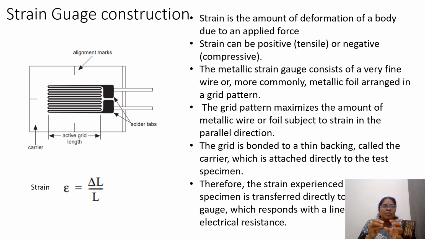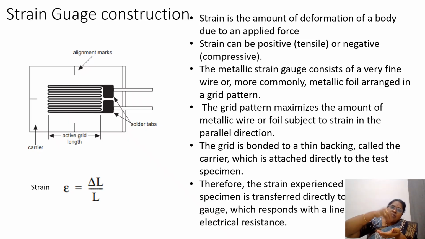Whenever I say strain, it may be of two types: positive strain and negative strain. Positive means tensile strain, and negative means compression strain. For example, I have a spring. When I compress this, what will happen? It gets compressed. When I release it, it gets expanded. This compression we call negative strain, and this expansion, where it is stretched, we call positive strain, that is tensile strain.